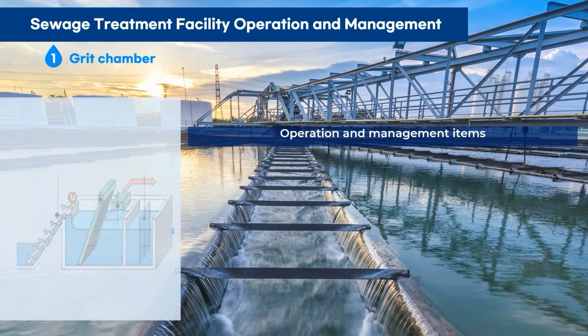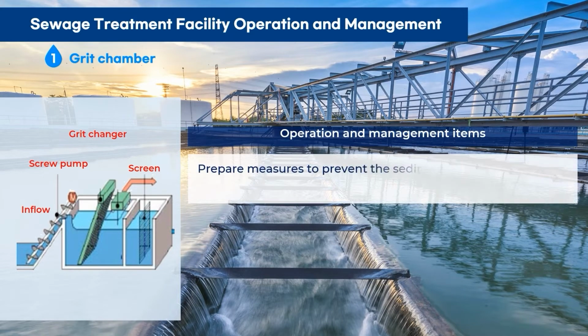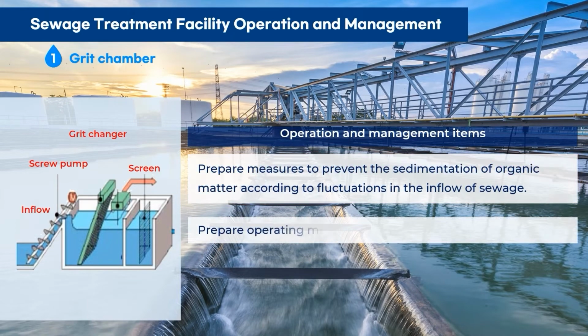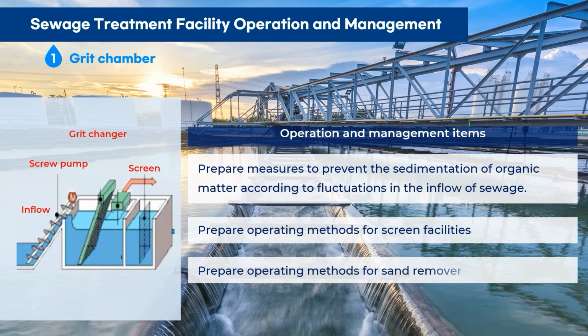The grit chamber removes soil, sand, and various debris, which is taken in with the inflow water to prevent later damage to facilities used in the sewage treatment process. First, methods must be prepared for preventing settling of organic matter in the grit chamber and operating screen equipment and spinning equipment. In the screen facility for debris removal, as a precaution during rainy weather, operational methods must be prepared and followed for removal and external disposal of debris when screening.